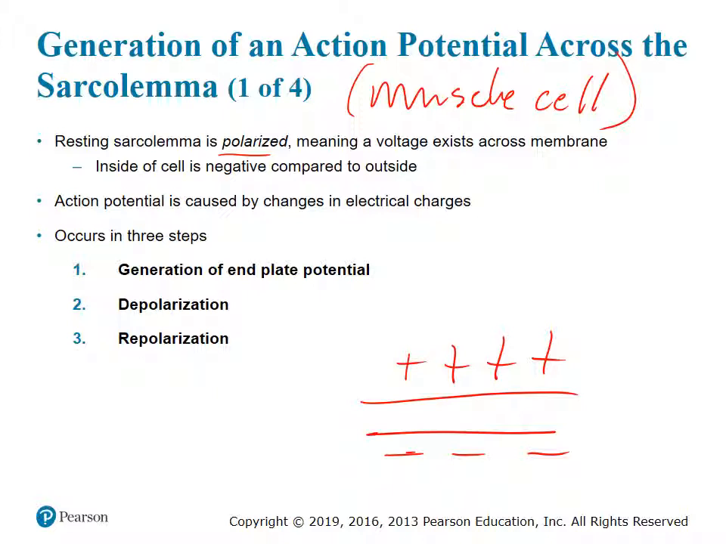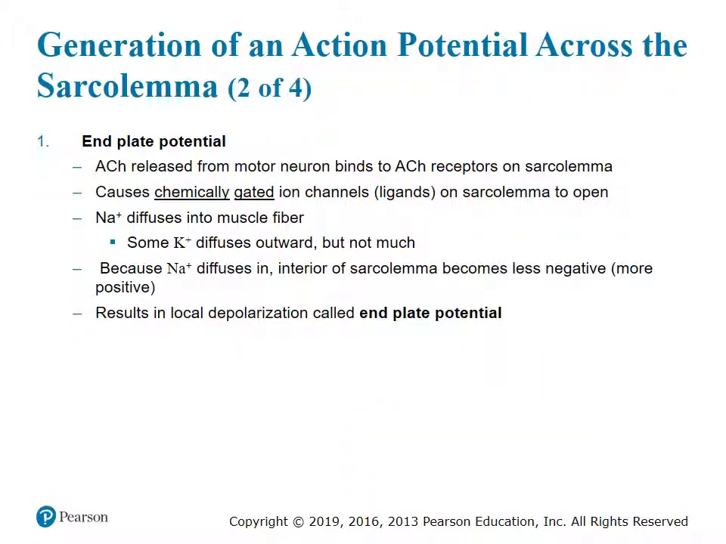We want to look at when the neuron decides to be stimulated to send acetylcholine over to open up the channels. What's going to happen then, right? So this is the before, and this is what's going on. The end plate potential is generated. We get depolarization and repolarization. So let's talk about that, okay? The release of acetylcholine binds to the receptor. The chemically gated ion channels open, letting sodium go into the muscle fiber.